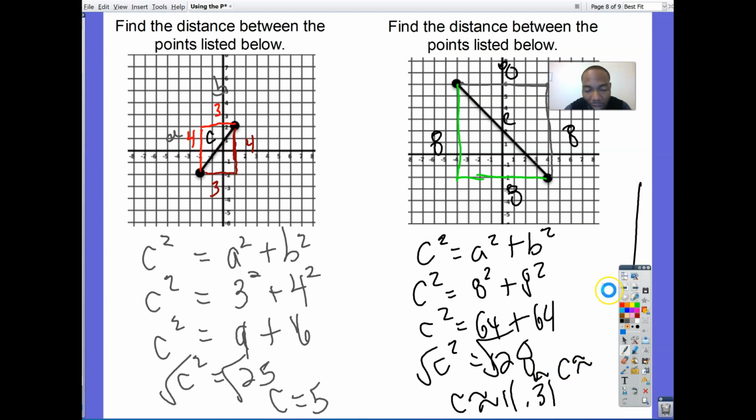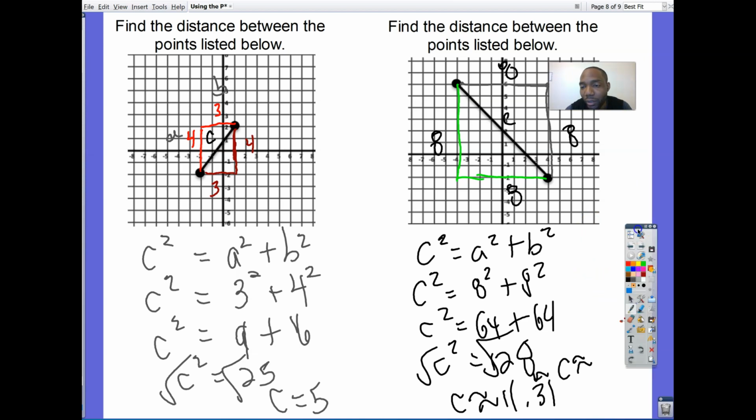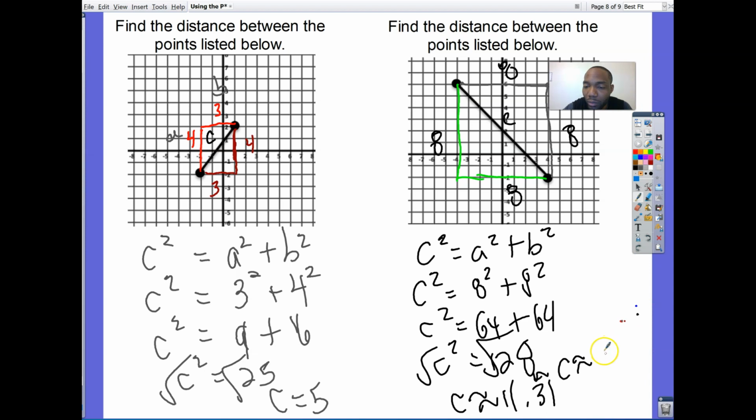Every time I try to move this thing, you messing up my flow. Killing my mood. c is approximately 11.3 units. Forgot units over here. Y'all, that's today's lesson.